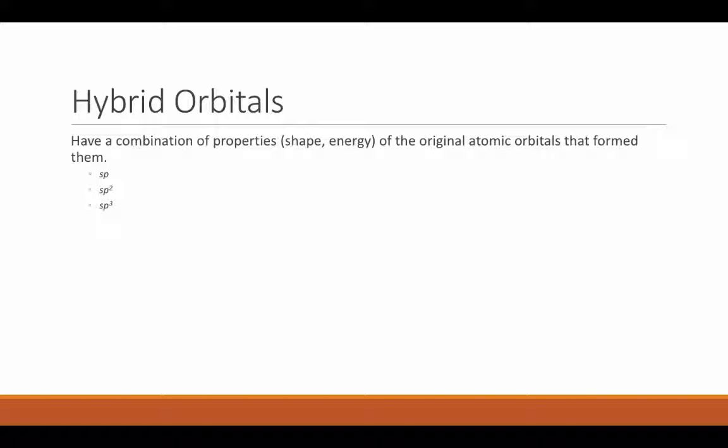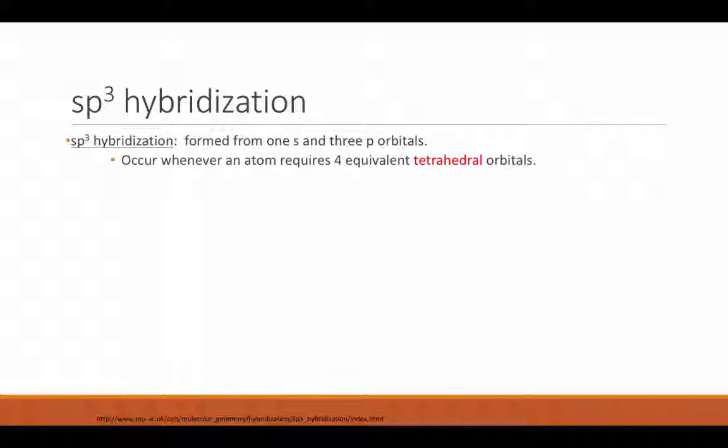We'll look at three types of hybrid orbitals in this unit: sp, sp2, and sp3. Our methane example looked at sp3 hybridization. Let's revisit this before moving on. sp3 hybridization, as we said, is formed from one s and three p orbitals. This will occur whenever an atom requires four equivalent tetrahedral orbitals. So anytime we see a tetrahedral geometry or a variation on tetrahedral geometry, we know that we have sp3 hybridization.